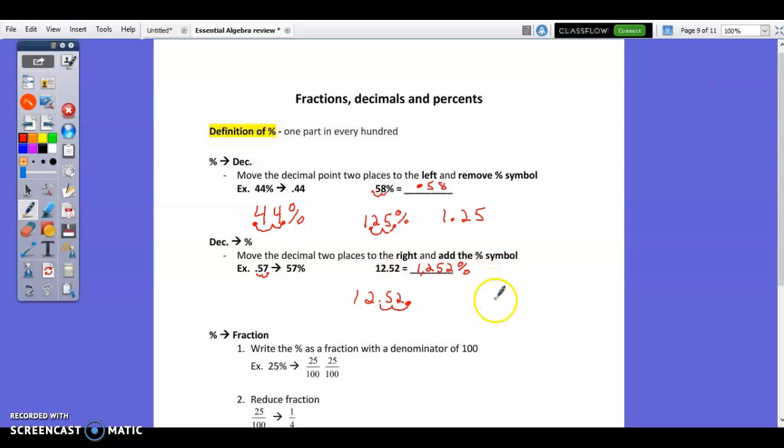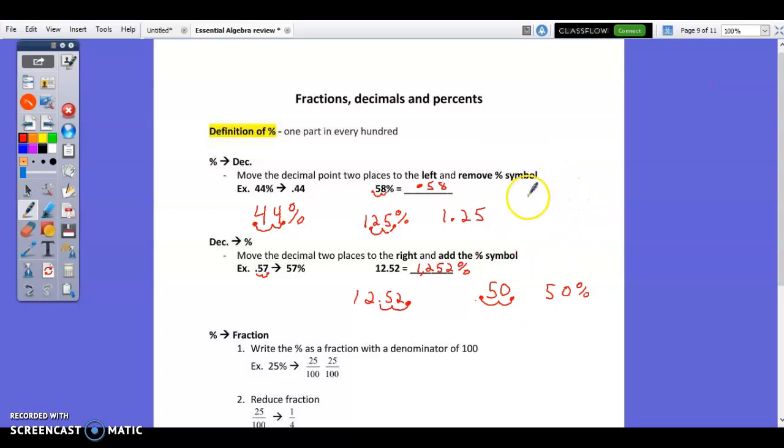Where sometimes it gets a little confusing, but you just have to stick with the rules. Let's say I have 0.5 for example, and I want to make that into a percentage. Well, I still have to move it 2 spaces to the right. So I move it 1, and I still have to go 1 more space. Anytime I move it to a space where there's not a number, I'm going to add a 0 there. So that would be 50%. So 0.5 would be 50%.